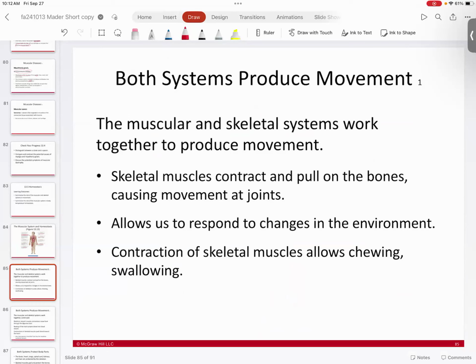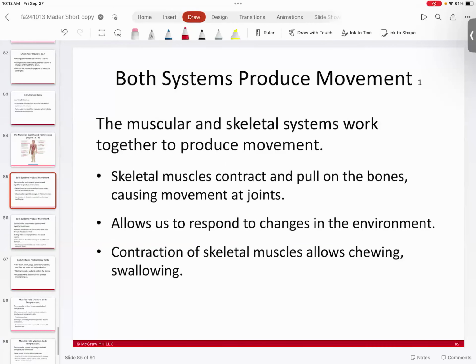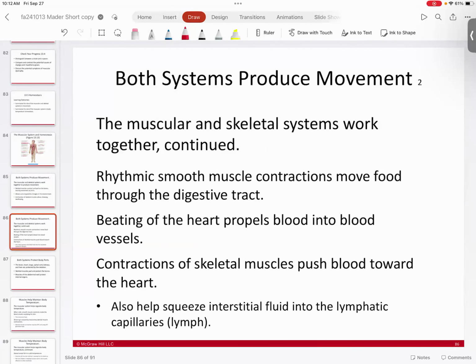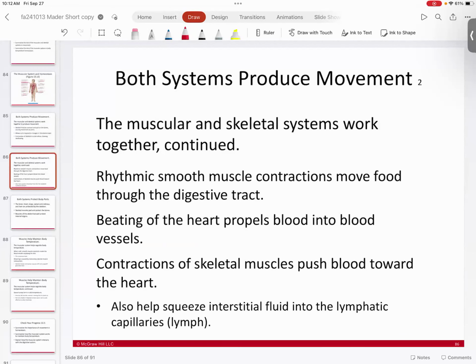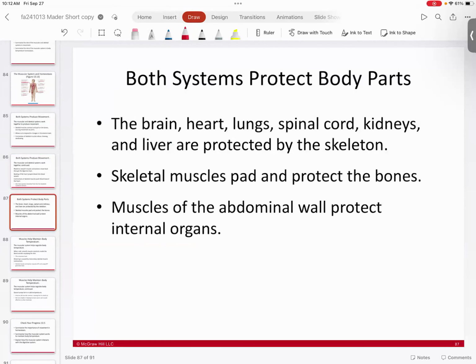When we look at the muscle and the skeleton, they work together to produce movement. For instance, skeletal muscles contract and pull the bones. This allows us to respond to changes in the environment, and to do things like chewing. They also contract and move food through the digestive system. The heart, which is a cardiac muscle, will contract and deliver blood, and then contracting skeletal muscles allow blood to be moved back toward the heart.